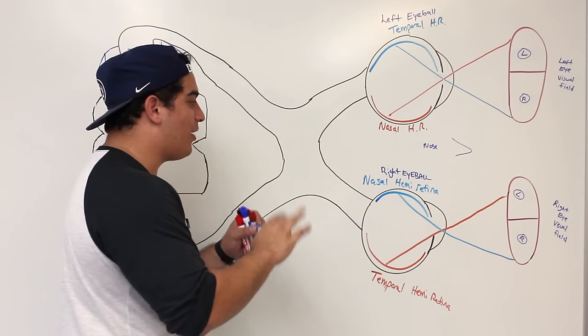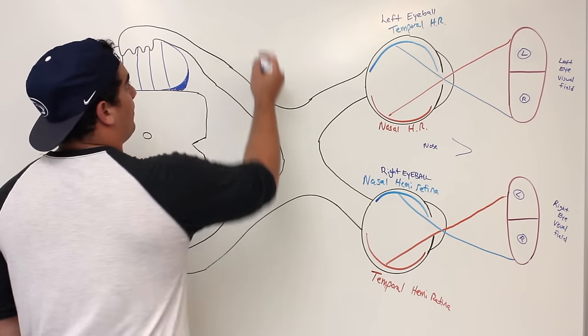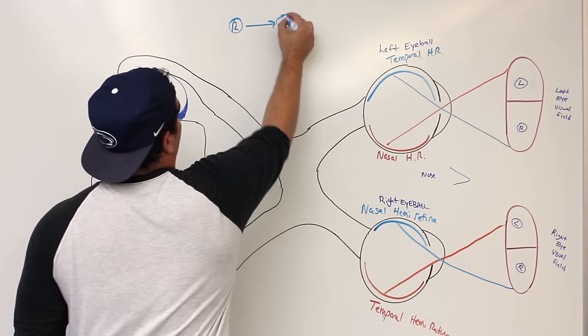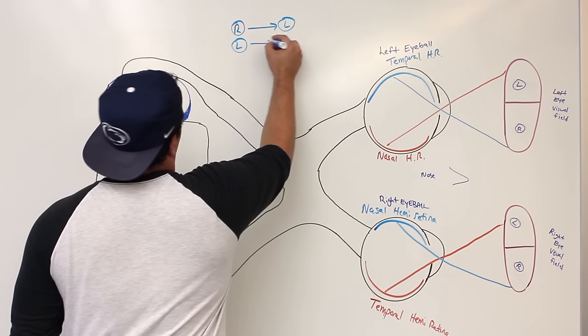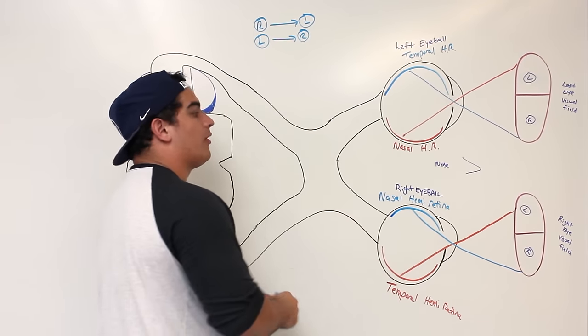Okay, now that we're done with that, what happens with these fibers? Here's what I want you to remember. Anything from the right goes to the left. Anything from the left goes to the right. That's it.